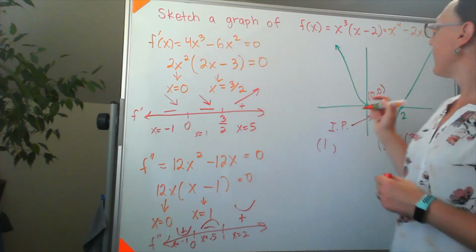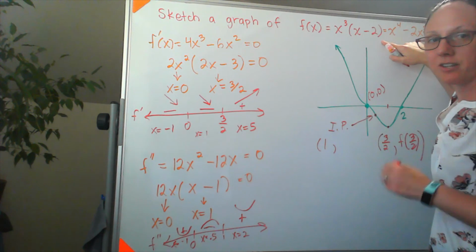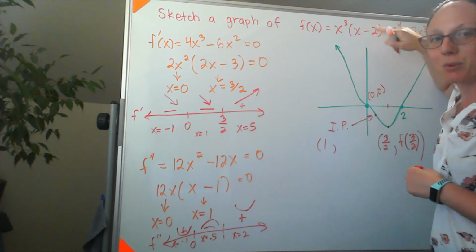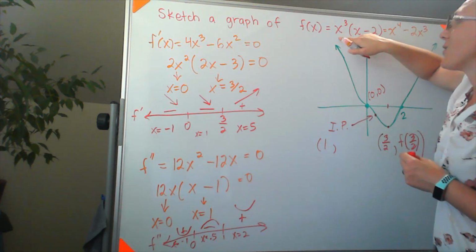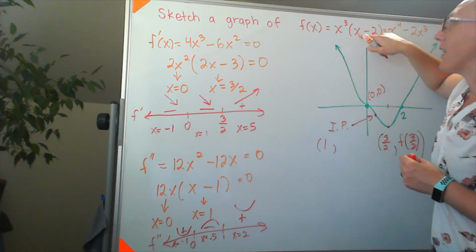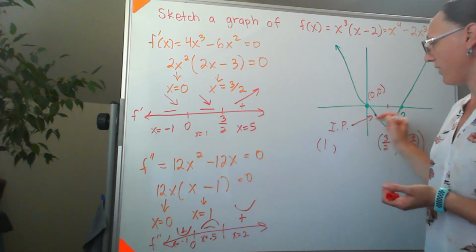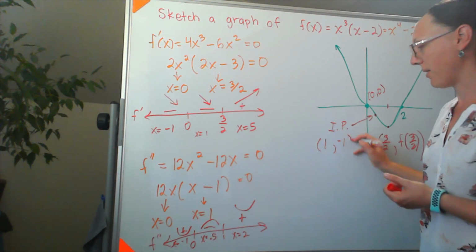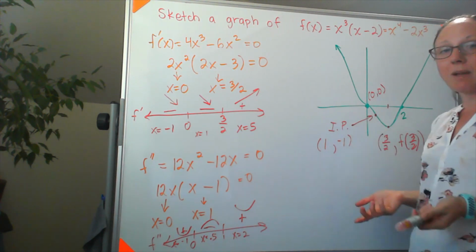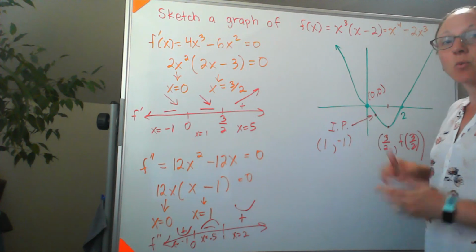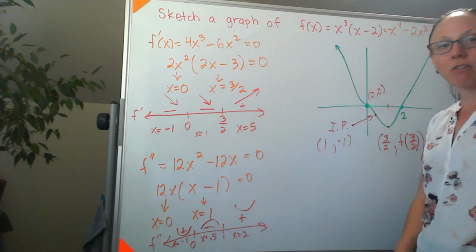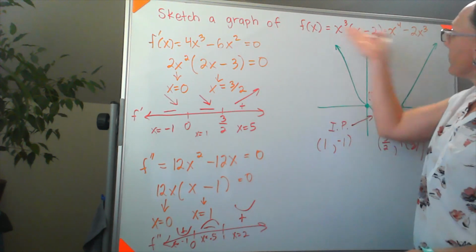1 is pretty easy to plug into my original function, so this time I'm not going to be lazy. I'm going to plug it in and get the y value. So I've got 1 cubed, and 1 minus 2 is going to be a -1. So that should be happening at (1, -1), which also matches up pretty well with our graph. So this would be my complete picture for detailed graphing of this polynomial.